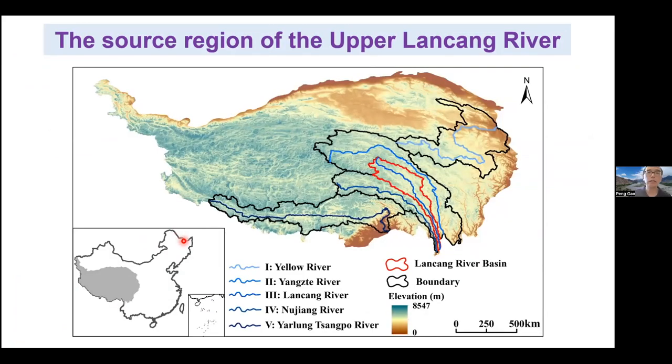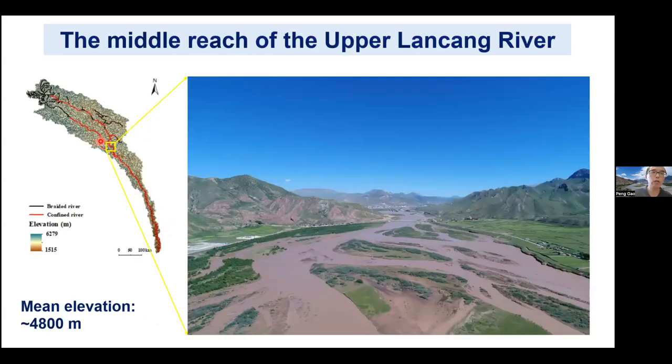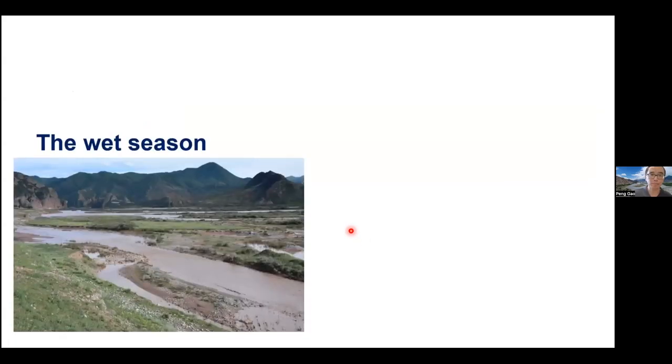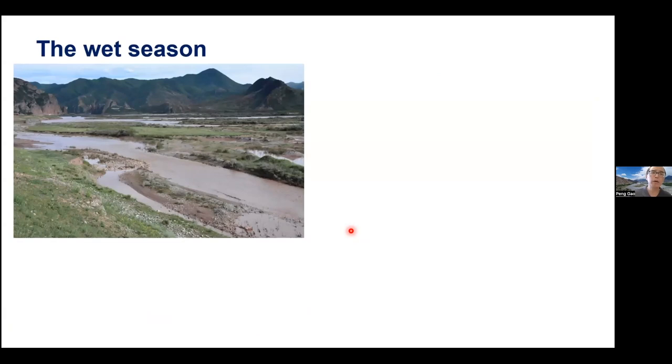Okay, the next one is the upper Lancang River. And in this river, I will only focus on the middle part of the river. And this is the picture I want to show you about the braided river system. You can see clearly there is more vegetation cover here, and more sediment point bars are covered with rich vegetation. And this shows you the close view pictures during the wet season, and you can see the density of vegetation on the point bars.